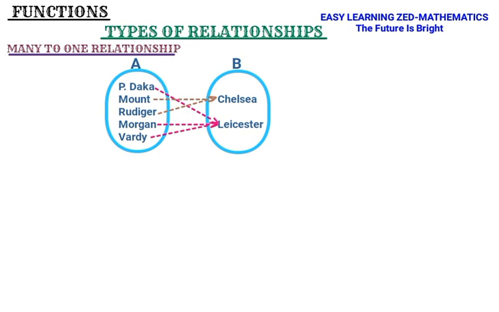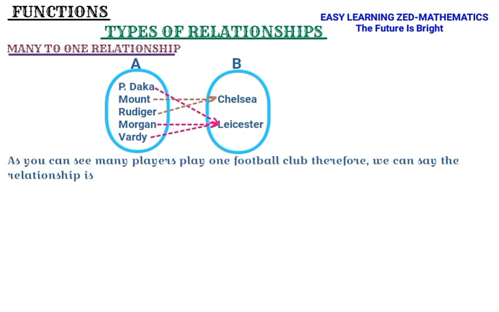So there is a relationship of playing for, and these players are playing for many. Many players are playing for one club. So we can say, as you can see, many players play for one football club. Therefore, we can say the relationship is many to one. Many players connected to one club.